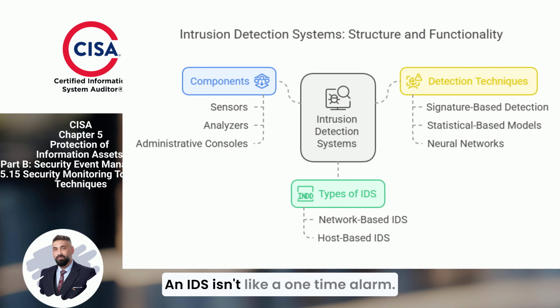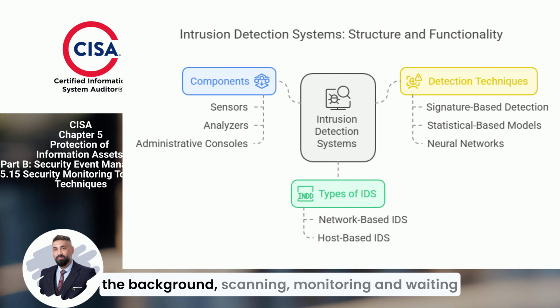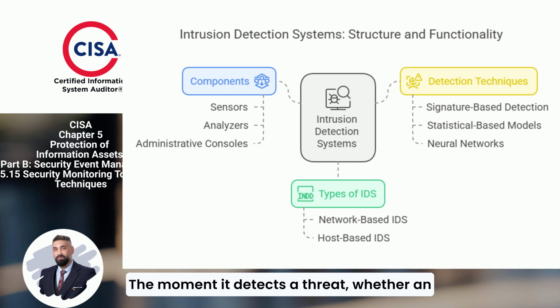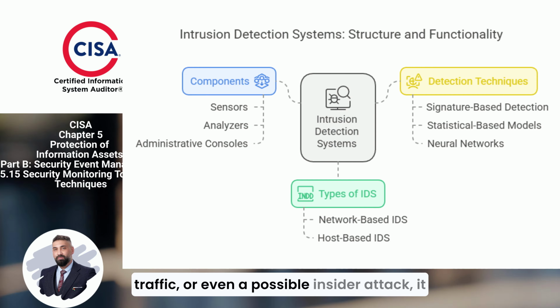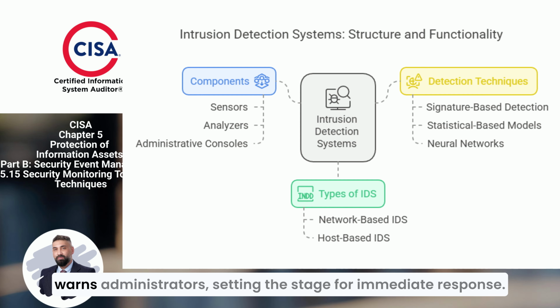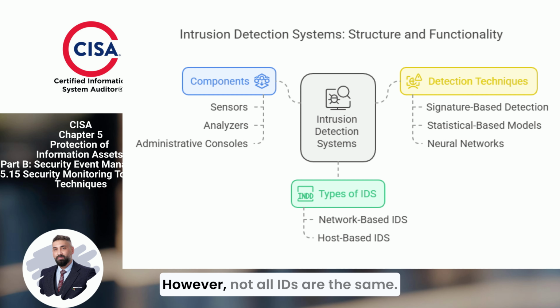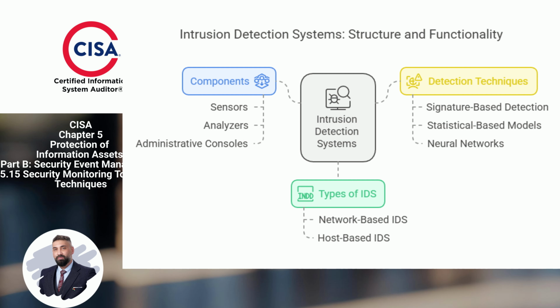An IDS isn't like a one-time alarm. It operates continuously, running silently in the background, scanning, monitoring, and waiting for anything out of the ordinary. The moment it detects a threat, whether an unauthorized login attempt, a flood of suspicious network traffic, or even a possible insider attack, it warns administrators, setting the stage for immediate response. However, not all IDS are the same. They come in two distinct categories, each with unique capabilities.